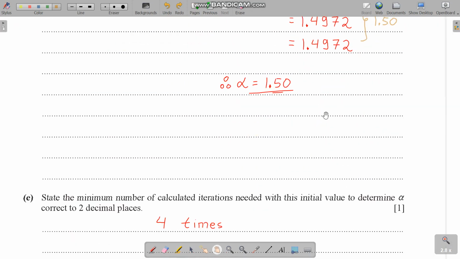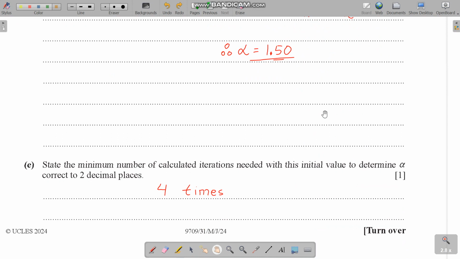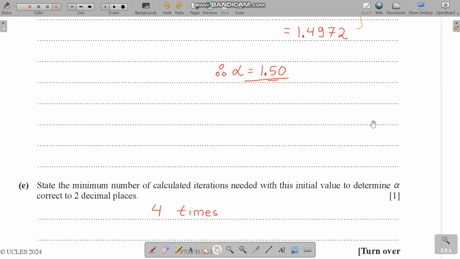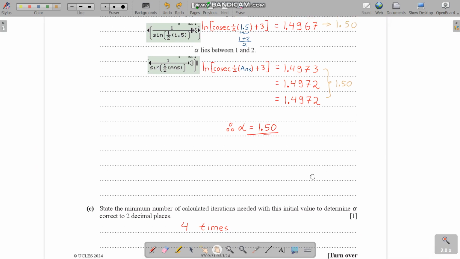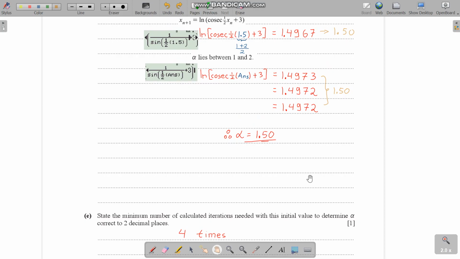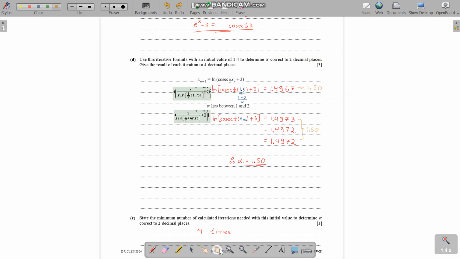And for the last part, state the minimum number of calculated iterations and correct to 2 decimal places. So how many iterations should we do to be certain that we get the answer correct to 2 decimal places? So there will be 4, because we always get exactly the same values, and if you look at this, exactly the same in 1, 2, 3, in 5 dp. So of course there's no need to continue, so we have the certain answer 1.50. Alright, so 4 times at least.